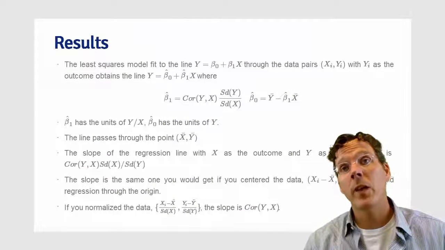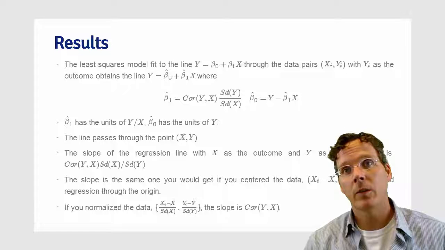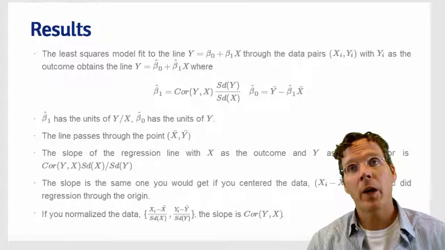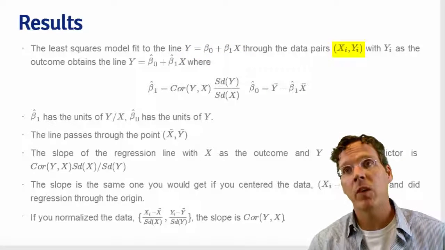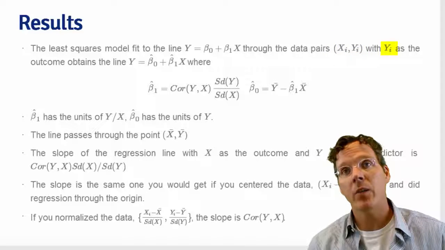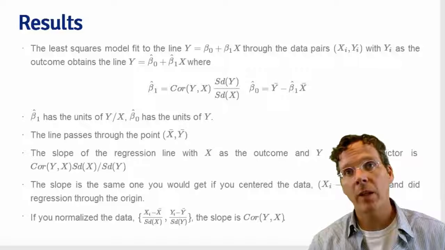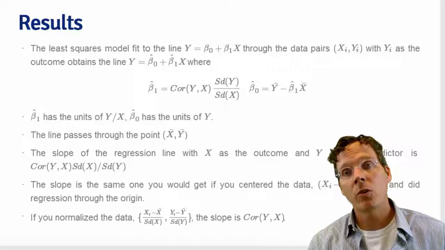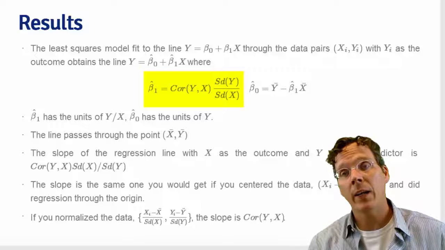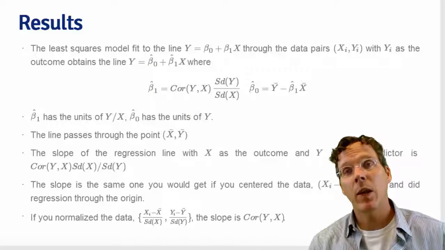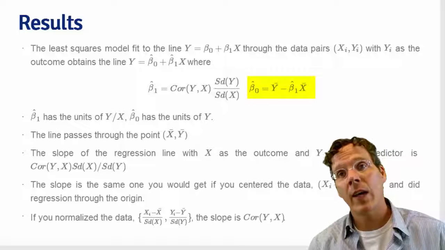So let's discuss what the answer is when you perform this model fit. Just to reiterate, we want the line y equal to beta naught plus beta 1 x, and we're going to fit it through a scatter plot of points xi, yi, where yi is the outcome. We put little hats over beta naught and beta 1 to indicate the estimated values. The solution works out to be beta 1 hat is the correlation between y and x times the standard deviation of y divided by the standard deviation of x. The estimated intercept, beta naught hat, is y bar minus beta 1 hat times x bar.